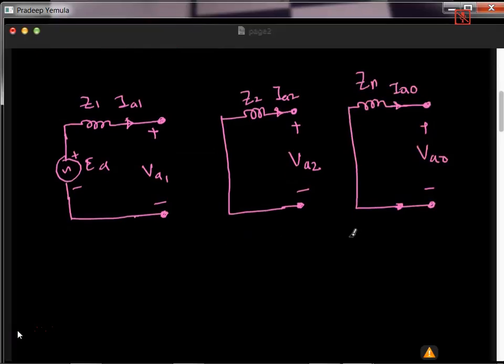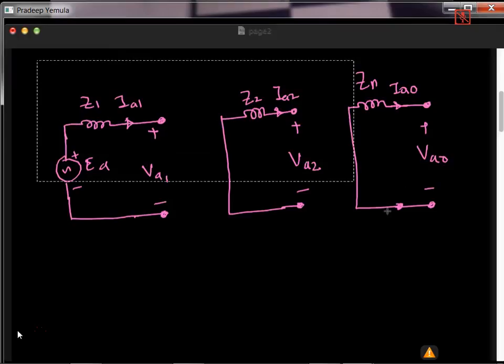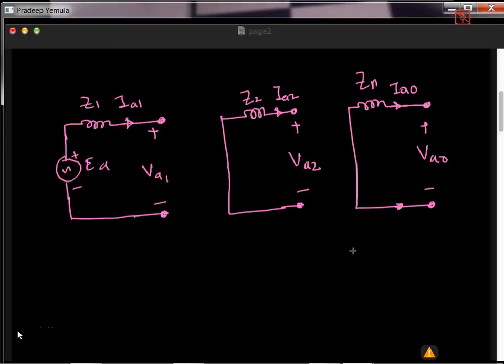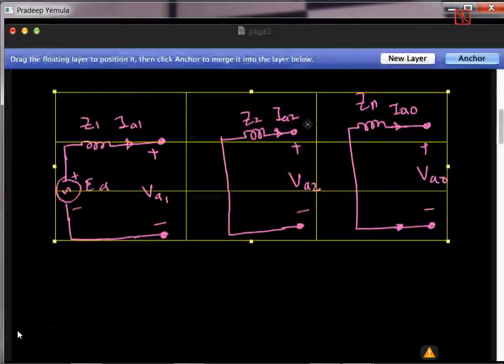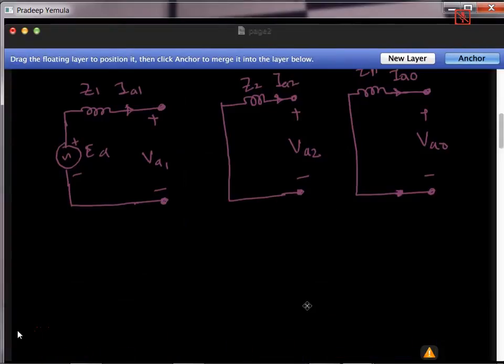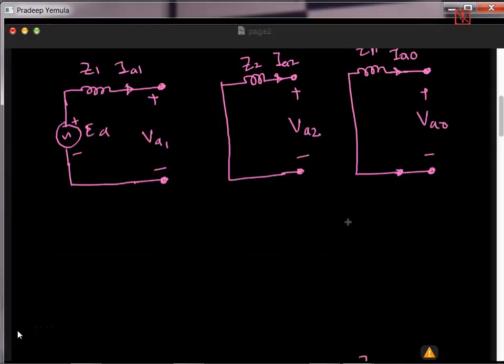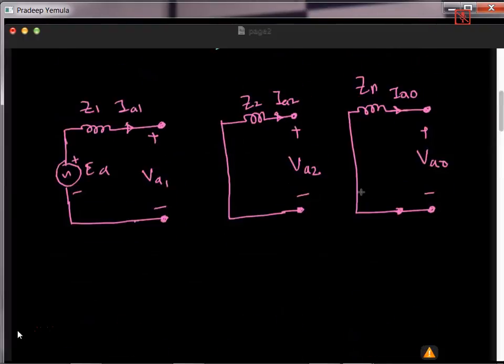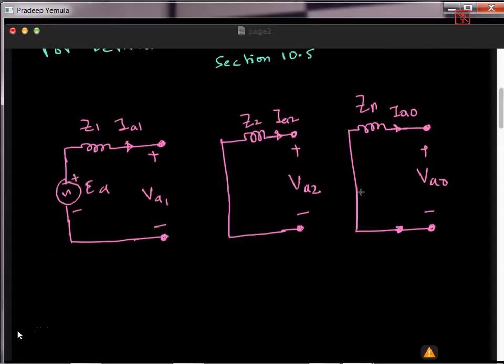In fact, this one I'll keep repeatedly using, so I'll just make a copy of this. Okay, so I have made a copy of it, later on I'll use it. So now let's talk about the LG fault. If there is a line to ground fault, what you have to do is connect all the three networks in series along with the fault impedance.